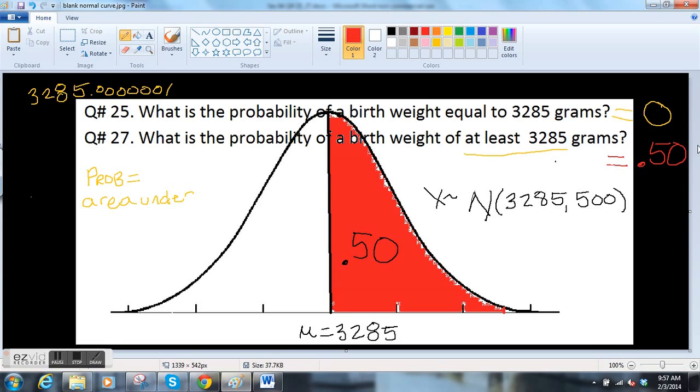So these two problems were, one was just tricking you, you have to remember that the probability that it equals one value is 0. So we're always dealing with intervals, not a specific value. And the probability of at least 3285 was just half the curve, so that's 50%.